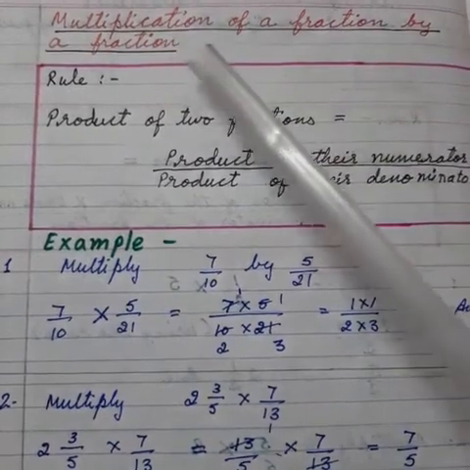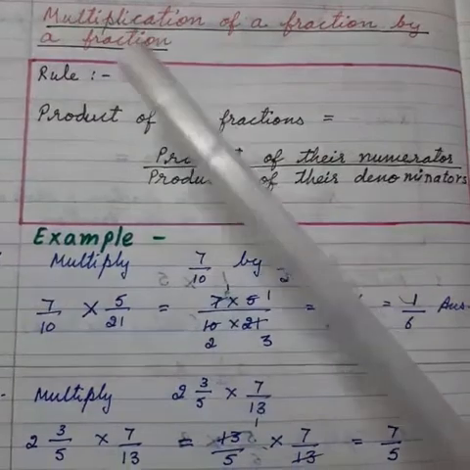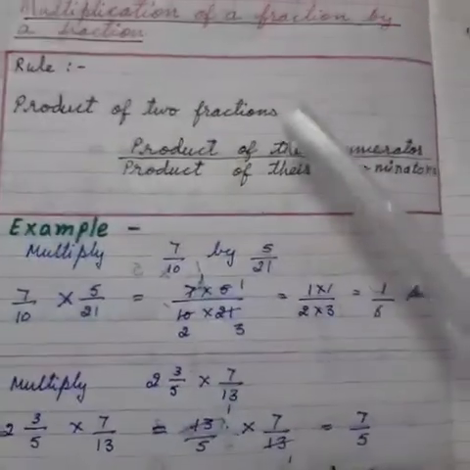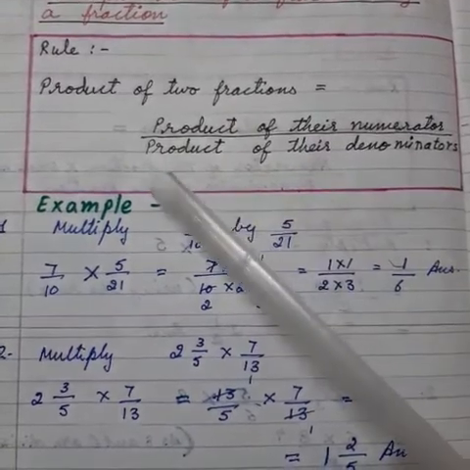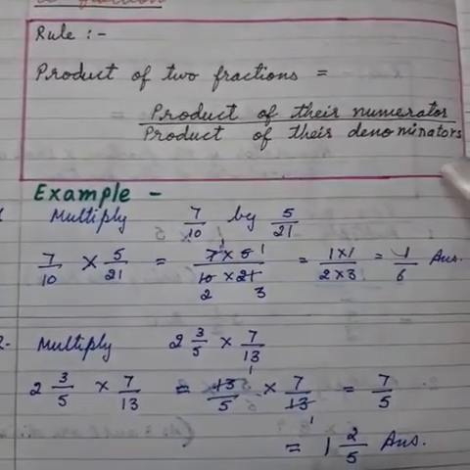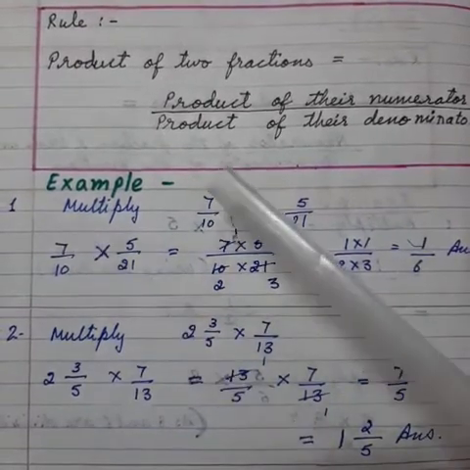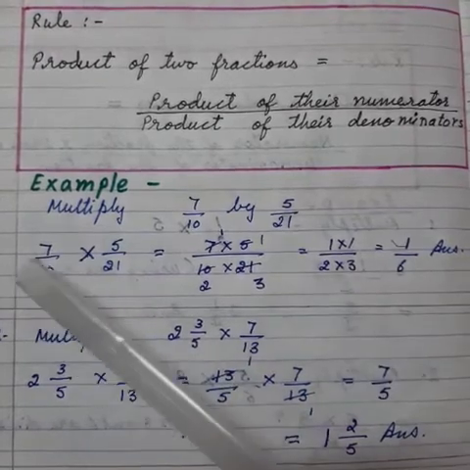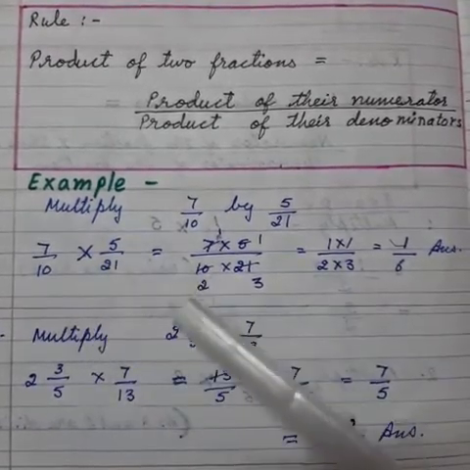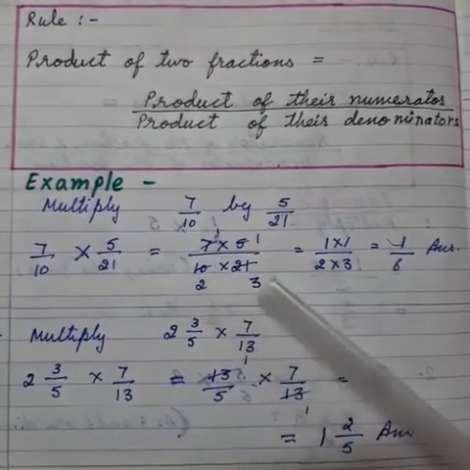Next we have multiplication of a fraction by a fraction. We will follow the rule: the product of two fractions is equal to the product of their numerators upon the product of their denominators. Let us see the examples. We multiply 7 upon 10 by 5 upon 21. So we multiply the numerators and the denominators, like 7 into 5 upon 10 into 21.